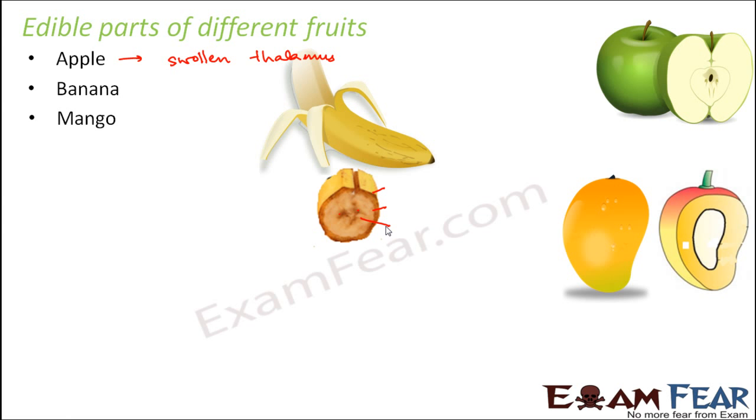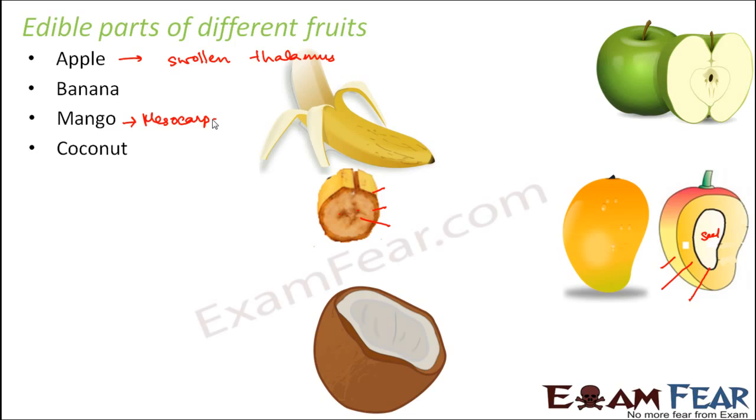Talking about mango, again in mango, which is the edible part? This outermost layer which we generally peel off when we eat mango, that is the exocarp. The middlemost layer which is fleshy, which we actually eat, that is the mesocarp, and the innermost layer is the endocarp, and inside that is the seed, which is very hard and which we throw away. So the layer just outside the seed is the endocarp. The fleshy layer which we eat is mesocarp. So here in this case, the edible part is mesocarp.